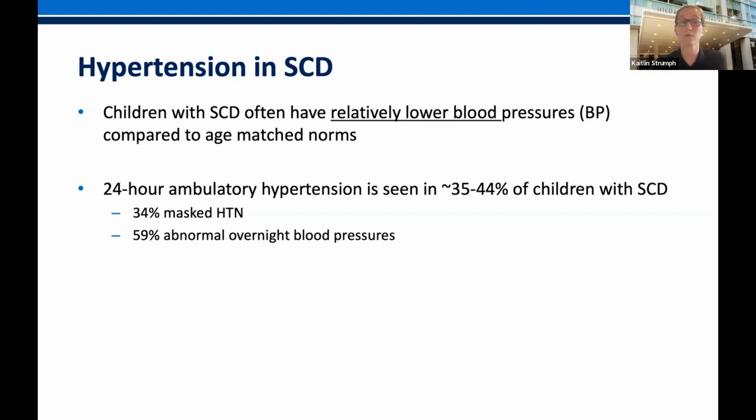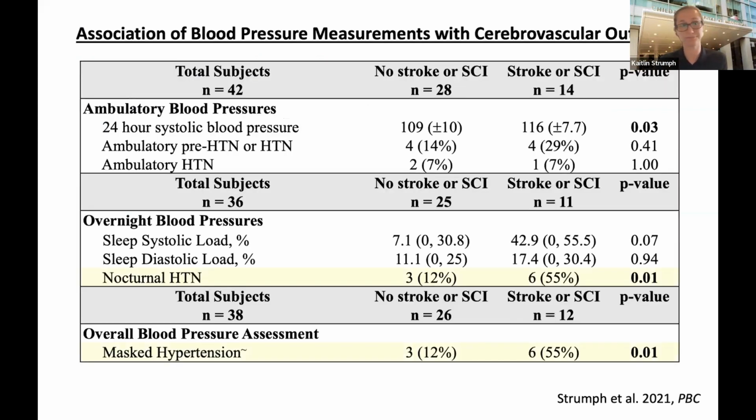Of those patients, 34% of them have what's called masked hypertension, meaning that if you were to see the patient in clinic, they have a normal blood pressure, but if you look at it over 24 hours, they do have hypertension. And then of those patients, again, who have ambulatory hypertension, about 59% have abnormal overnight blood pressure. So it does seem like overnight blood pressures really can contribute to the physiology in sickle cell.